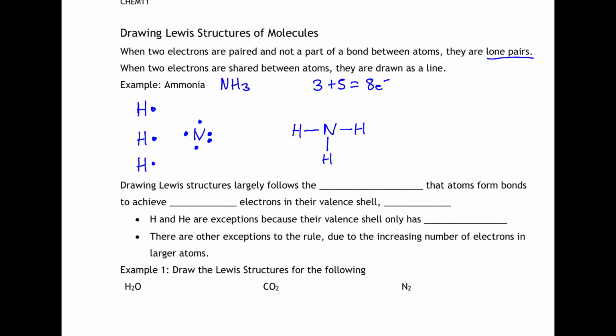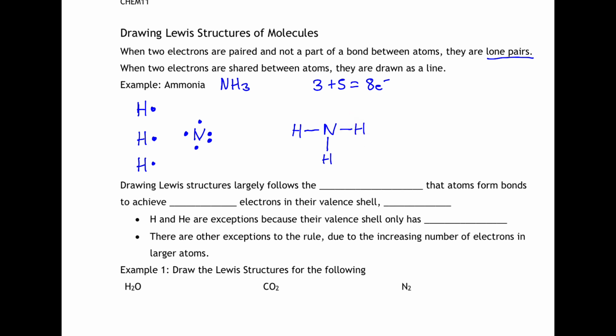Now, how many electrons does a bond take up? How many electrons does it take to bond? 2. 2 electrons are shared between atoms. That counts for 2. So every time we draw a line in a Lewis diagram, that counts as 2 electrons. How many electrons have I used up? I've used up 6. I have 3 bonds, so 2 and 2 and 2. So I have 2 electrons here, 2 electrons here, and 2 electrons here. That's a total of 6.